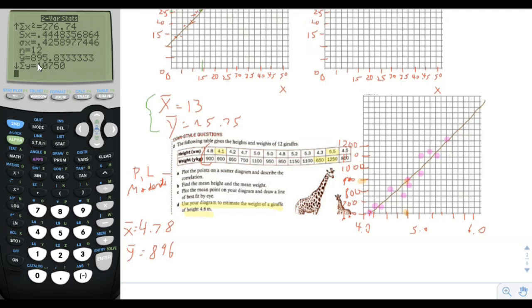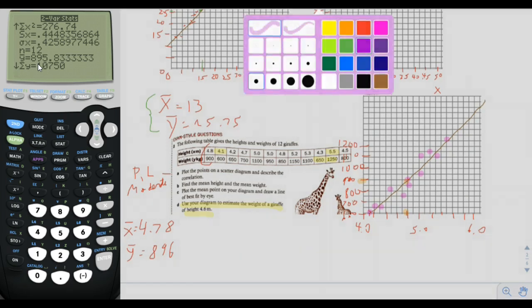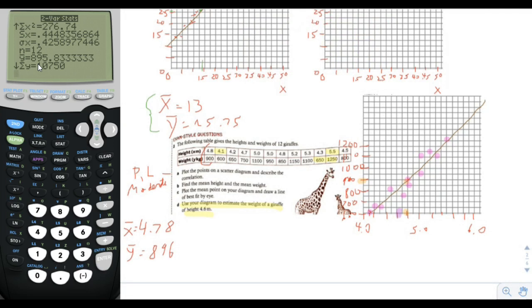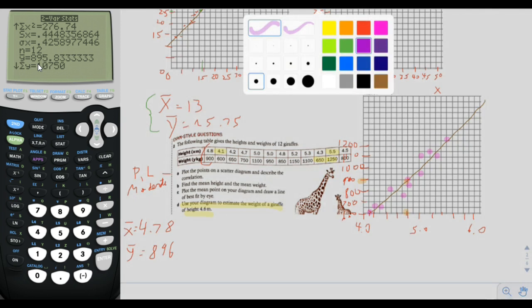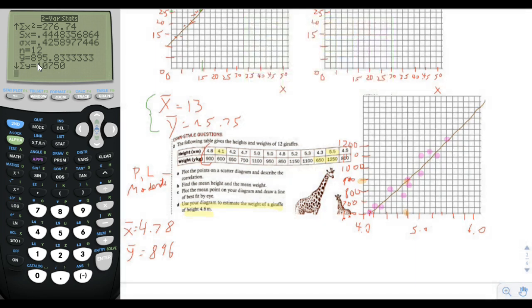And now we're going to use the diagram and my line to estimate the weight of a giraffe of height 4.6. So let's say, where is 4.6? 4.6 is right there. And that's kind of an unfortunate color. It's too much like the other ones. 4.6 is there. So 4.6, how much does that giraffe weigh? About 800. So I'm going to guess 800 kilograms for a 4.6 meter giraffe.